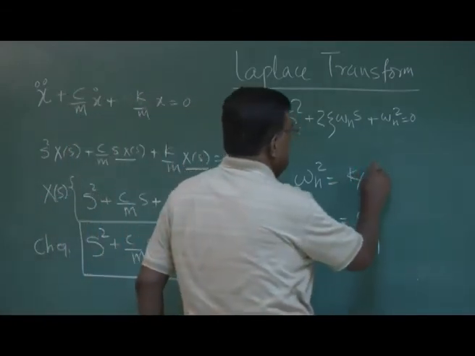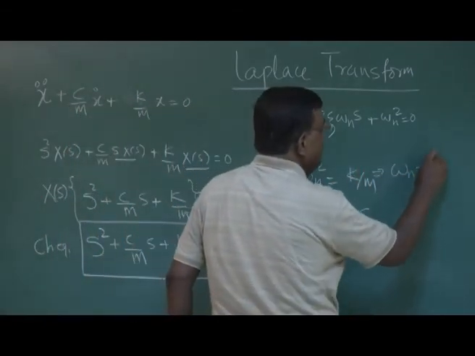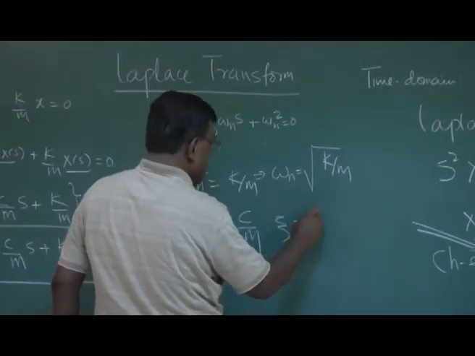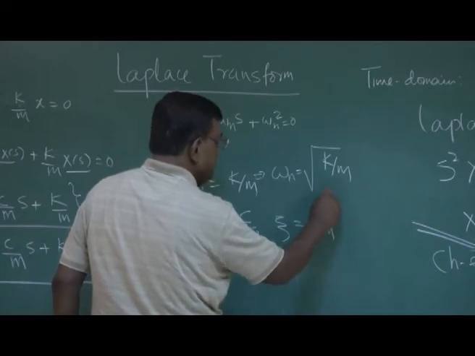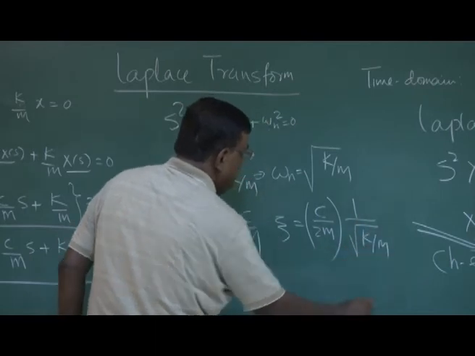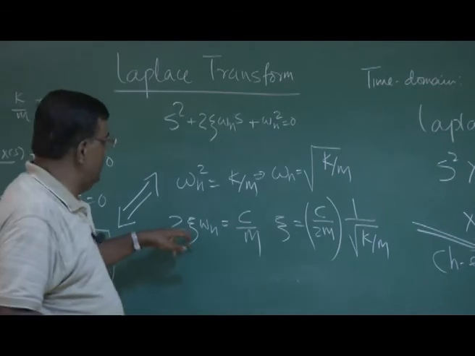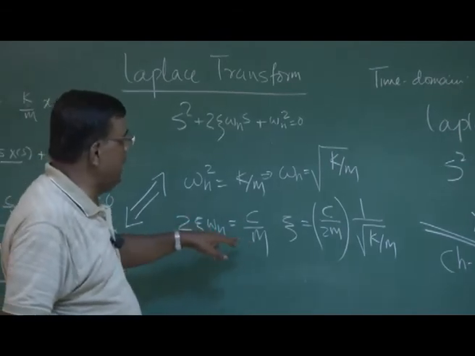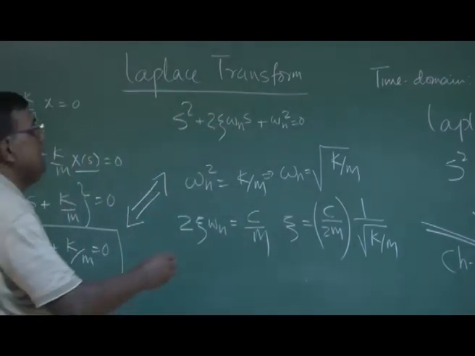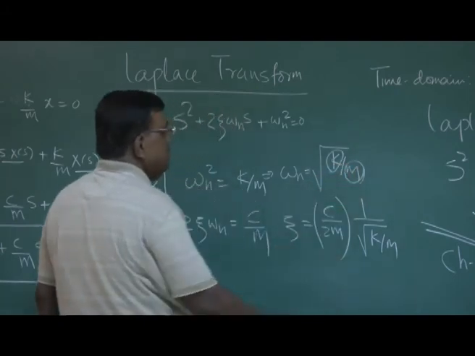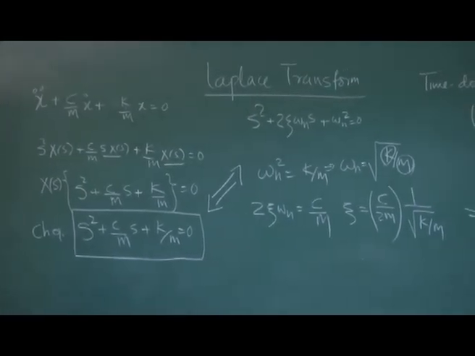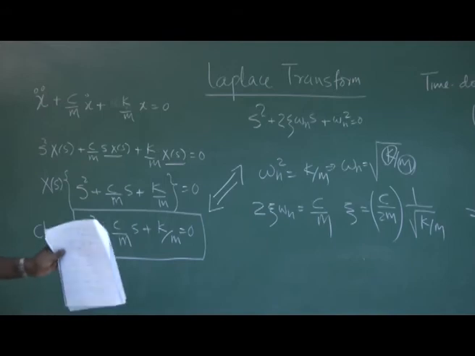So what does this tell you? The natural frequency is under root k by m, and zeta will be equal to c by 2m into 1 by under root k by m. See, zeta will be equal to c by 2m times 1 by omega n, where omega n is under root k by m. That is, if I know the value of spring constant k for the spring, and if I know the mass, I will be able to get the value of zeta and natural frequency. Is this clear? So that is how it is very handy.